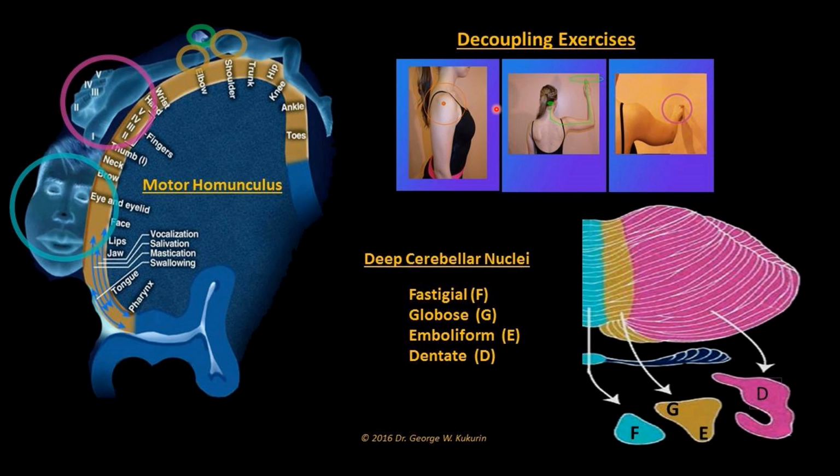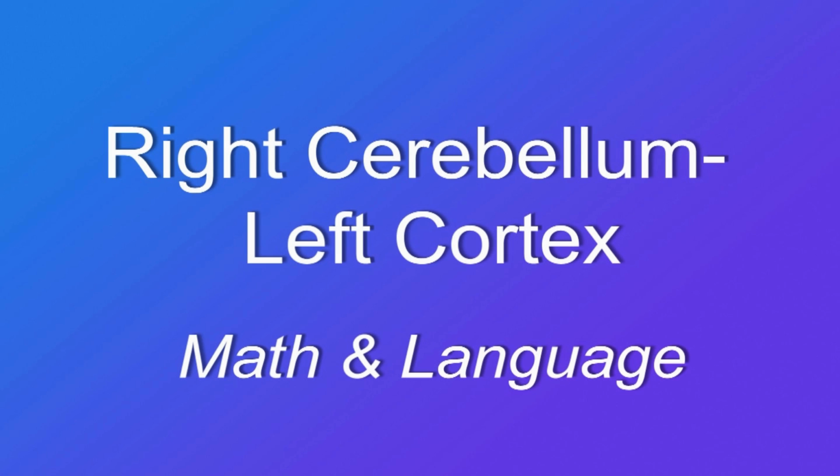Okay, so we're going to talk about decoupling exercises and how they fit into chiropractic rehabilitation. We see decoupling exercises, and these are some examples from the upper extremity. Here we see the shoulder, and for the cerebellum, we're going to activate circular or complex movements around the shoulder joint.